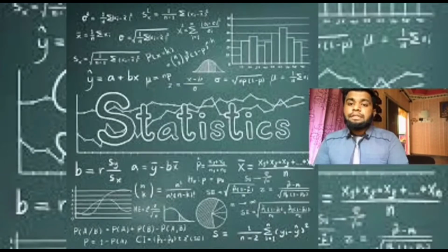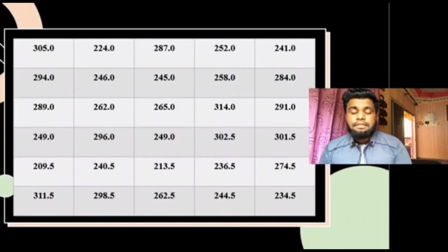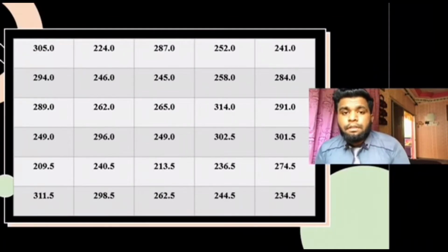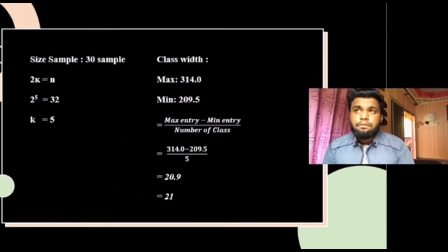I chose 30 samples randomly from the appendix given. These are the samples I've used to describe the data. The sample size is 30, and for the class width, our chosen maximum rate is 314.0 and the minimum is 209.5.